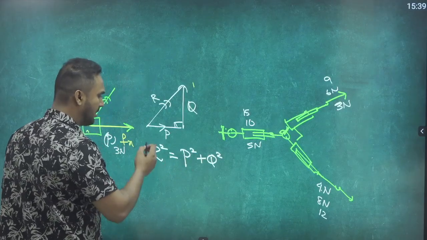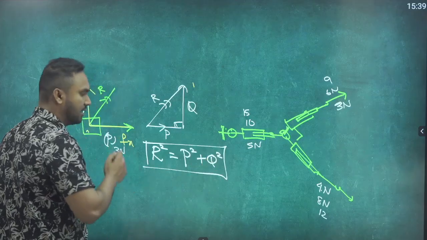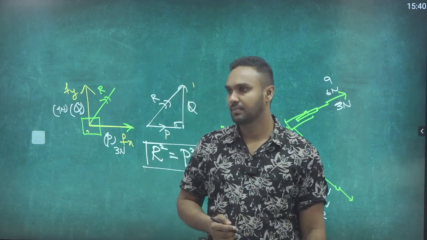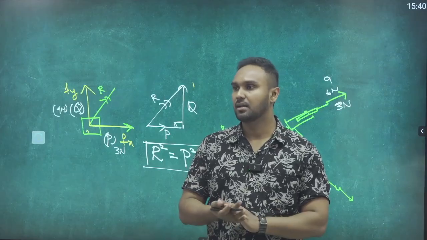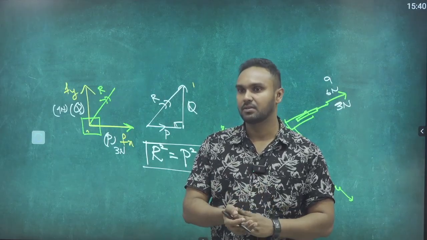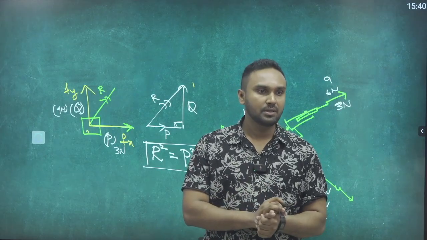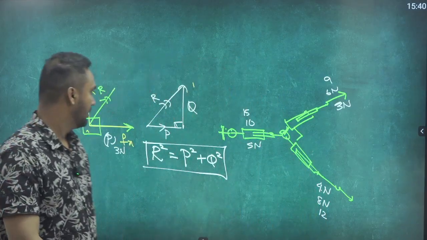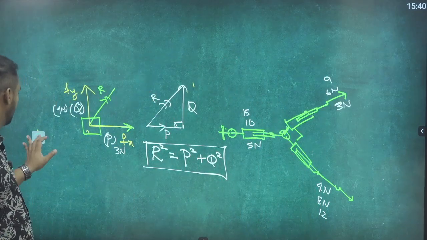So simply what you have to remember is, if you are given two forces acting perpendicular to each other and they are asking to find the value of the resultant force, what do you do? You use Pythagoras, right? Simply that's the thing. Okay, so now come to the workbook.